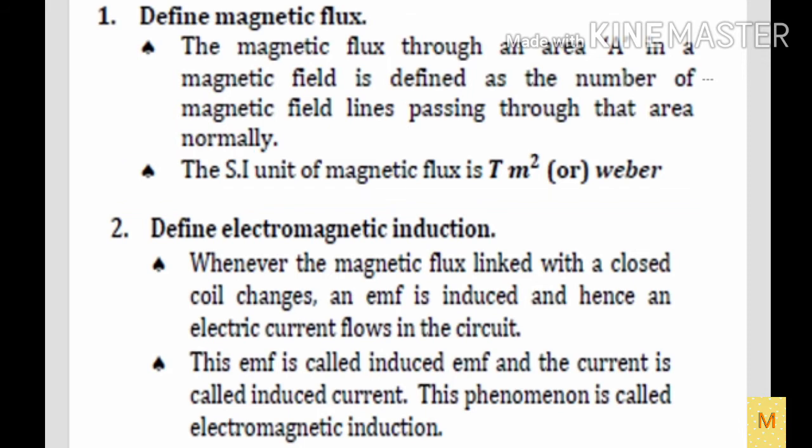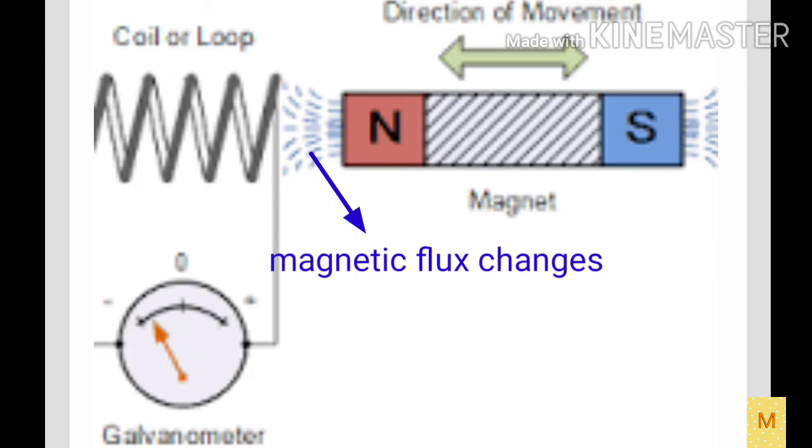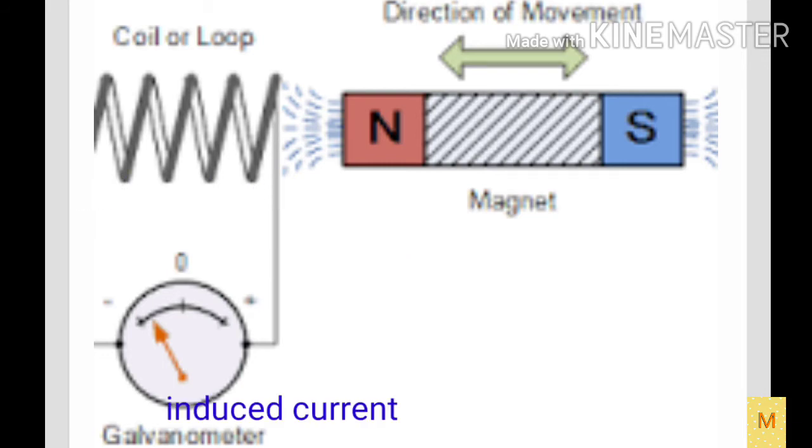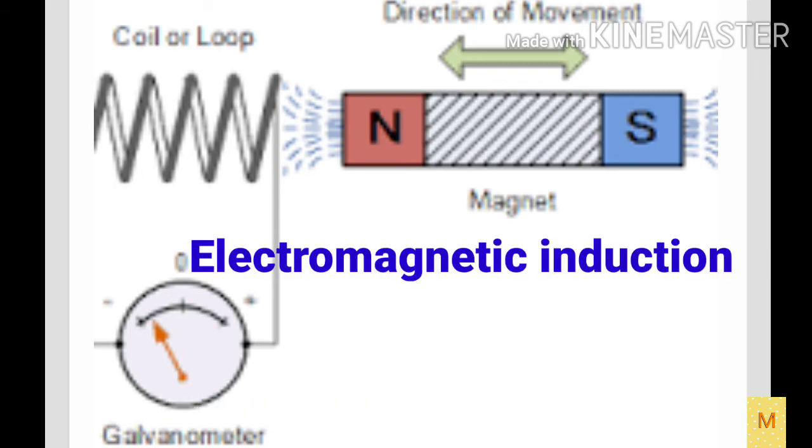Next, the definition for electromagnetic induction. Whenever the magnetic flux linked with a closed coil changes, an EMF is induced and hence an electric current flows through the circuit. This EMF is called induced EMF and the current is called induced current. This phenomenon is called electromagnetic induction.